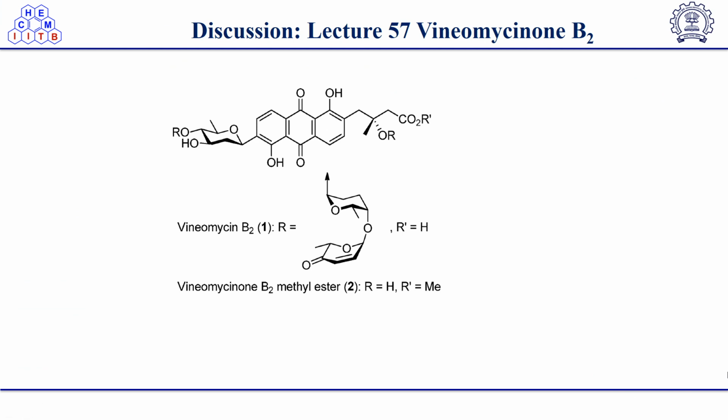moving on to the next lecture, that is lecture 57, total synthesis of vineomycinone B2. There we saw the application of hetero Diels-Alder reaction and Claisen rearrangement in the total synthesis of vineomycinone B2 methyl ester by Danishefsky, and Negishi and Suzuki coupling in the total synthesis of vineomycinone B2 by Tius's group. So two total syntheses were discussed for vineomycinone B2.